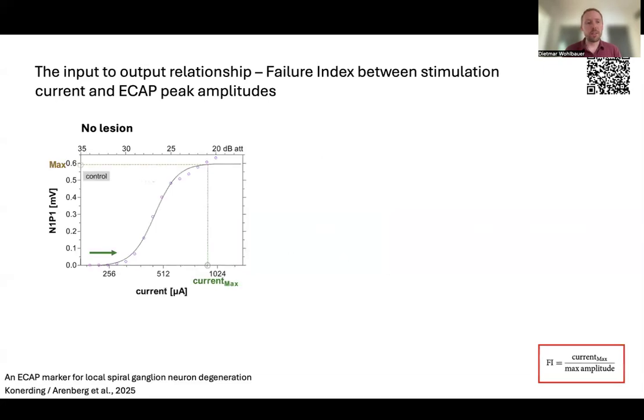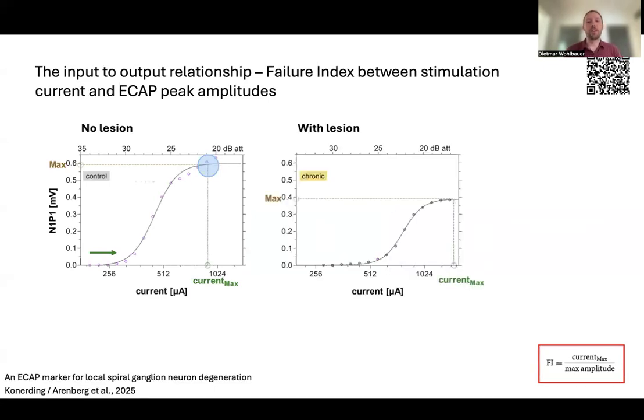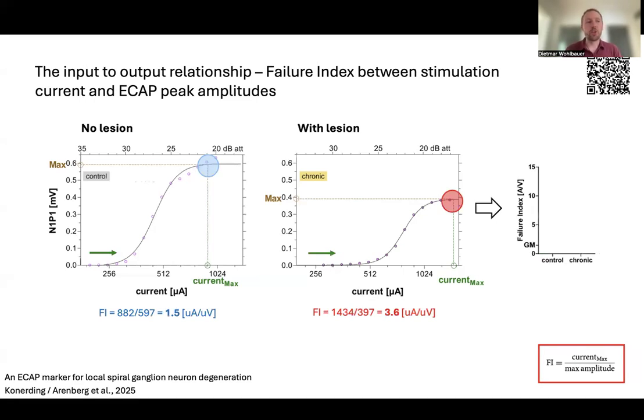Basically, they increased the stimulation current here on the x-axis until they found the maximum current where the ECAP doesn't grow much more, and then they compared this input versus output relationship. This was a non-lesioned subject or animal. On the right side, you see a lesioned subject, and when you do the same, you can see that the current still increases while the maximum ECAP is still decreased. When we calculate the failure index, you see high failure indexes stand for a bad ENI. So the outcome should explain the lesioned part of the cochlea.